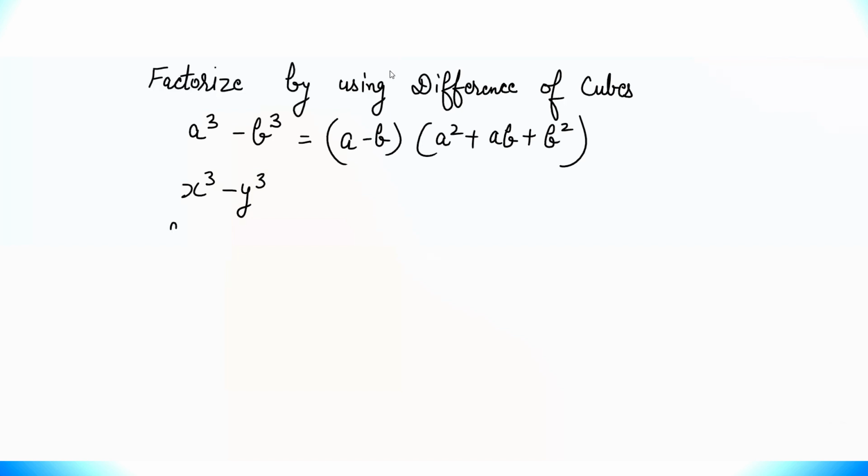Here, the value of a is equal to x, the value of b is equal to y. For that, you have to remember the formulas. So now we can write it as a minus b means x minus y, a square means x square, a into b means x into y, b square means y square. So these are the factors of the equation x cube minus y cube.